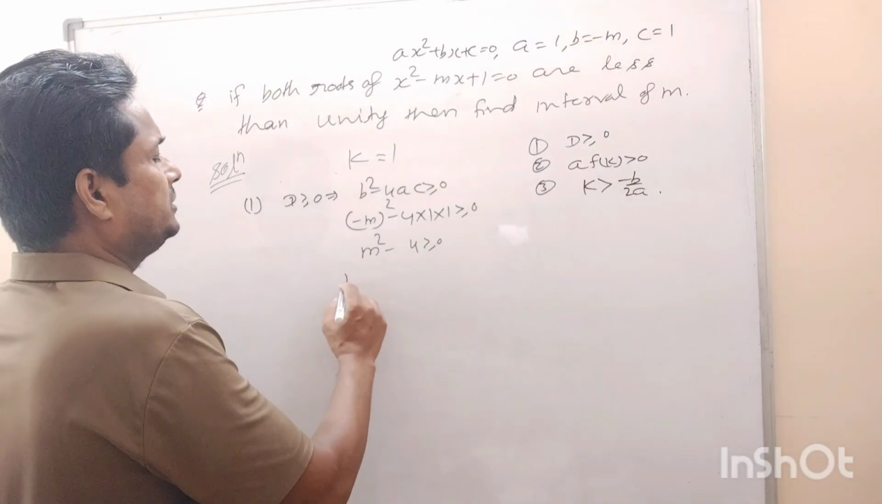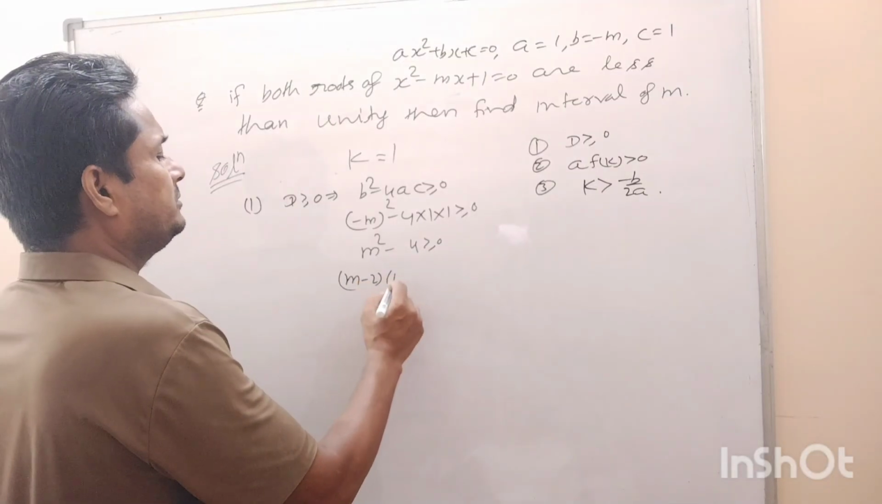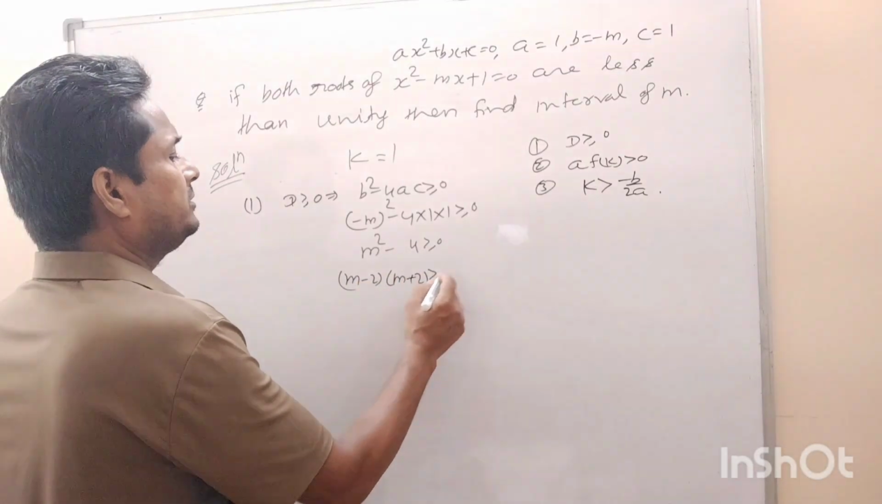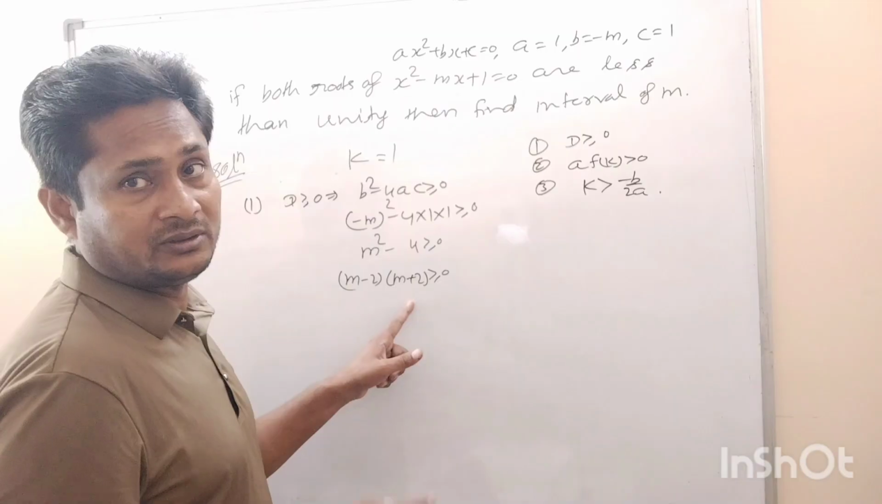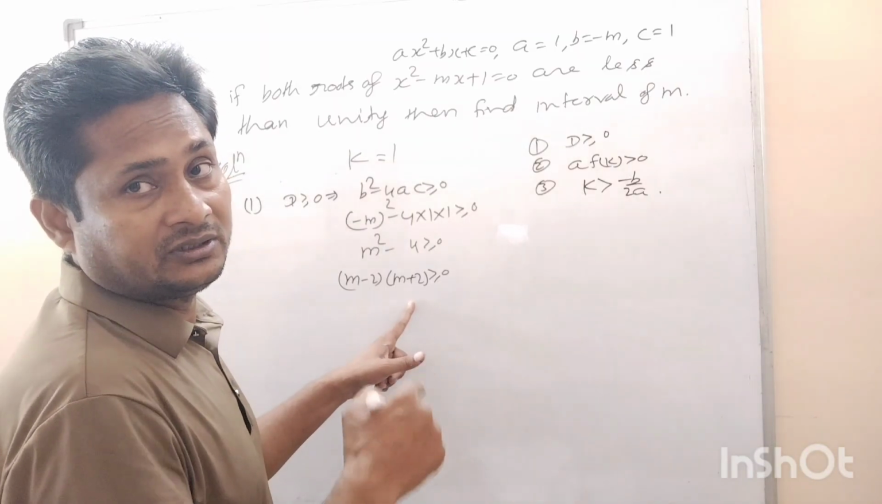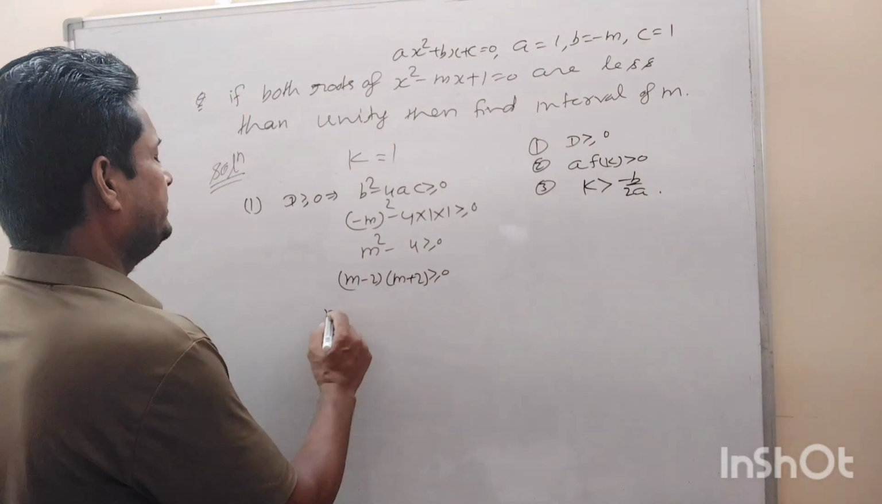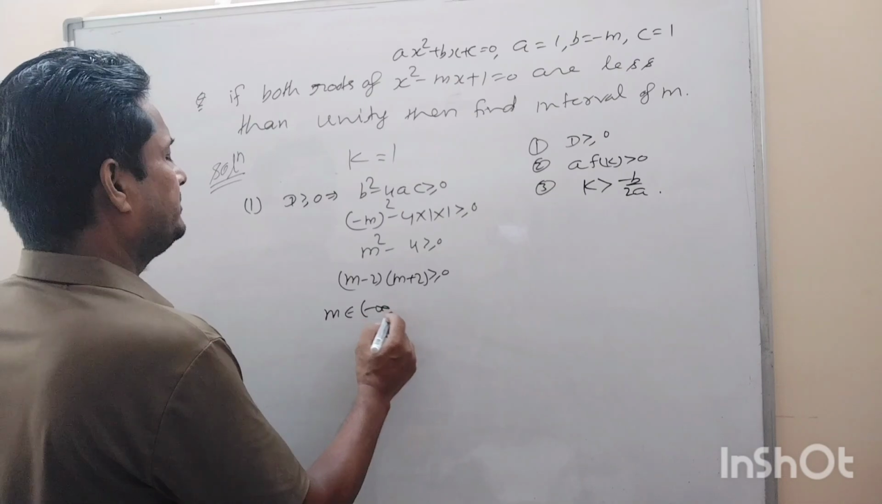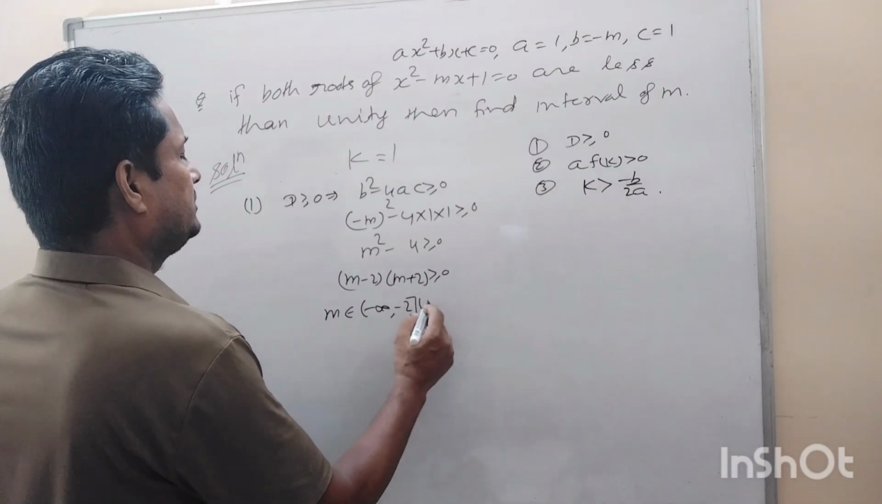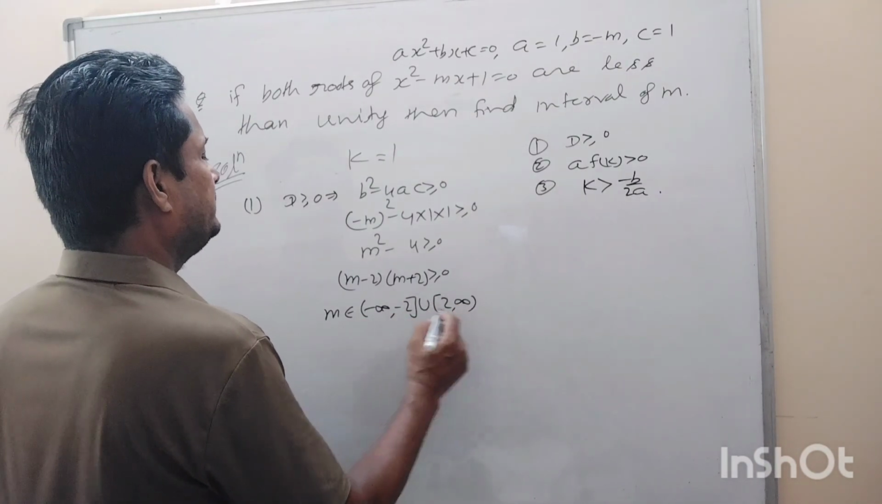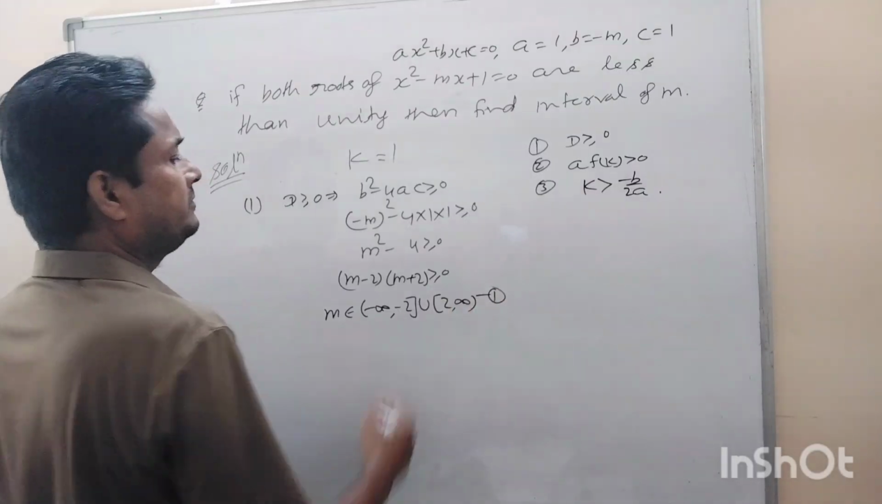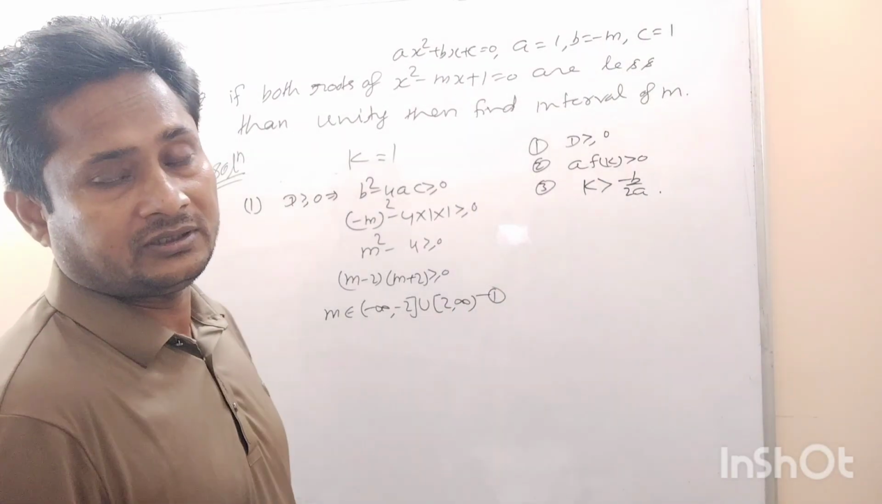What will be its solution? (m minus 2) into (m plus 2) greater than or equal to 0. Already I told you how to solve this inequality. So the answer will be from here: minus infinity to minus 2 union 2 to infinity. This is the first condition answer.